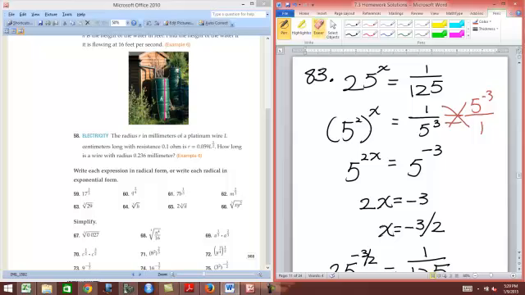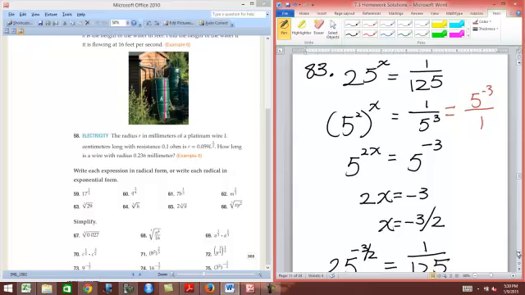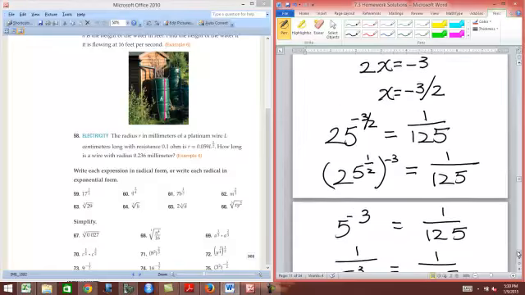Let me erase that. Let me write it like this. 1 over 5 cubed equals 5 to the negative 3. So I get 5 to the 2x equals 5 to the negative 3. 2x equals negative 3. x equals negative 3 halves. And I check it. Plugging it in, and it works out okay.